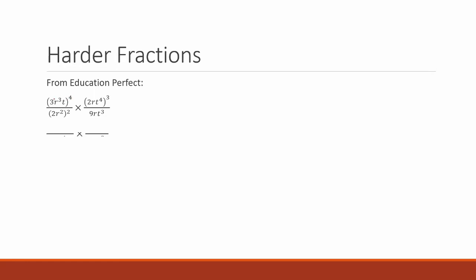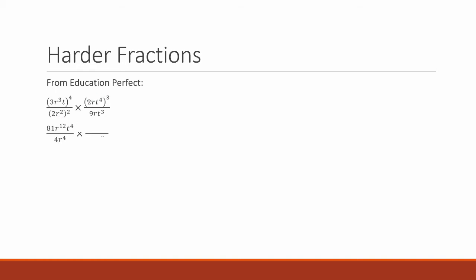So working down the page, first 3 to the power of 4 is 81. And then r to the power of 3 raised to the 4th is going to be r, then 3 times 4 is 12. And then t, which is to the power of 1 here, is just going to be now t to the power of 4. Okay, again, numbers first. So 2 squared is 4. And then r squared to the power of 2 is going to be 2 times 2 is 4, so r to the power of 4.